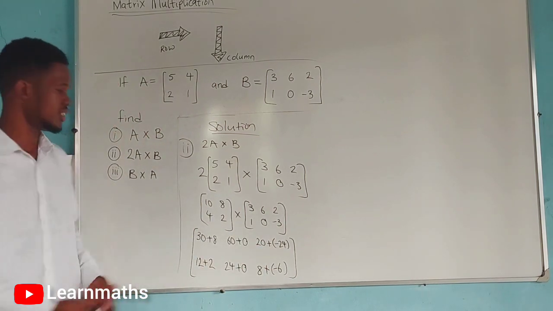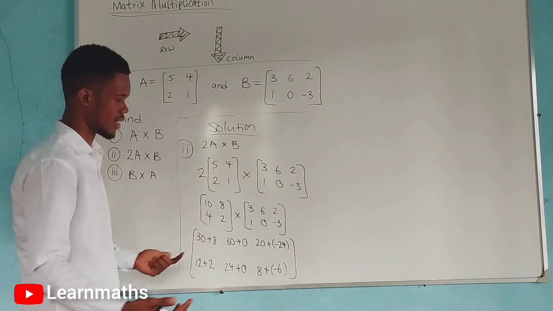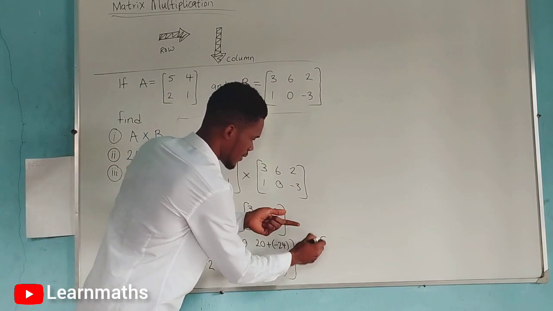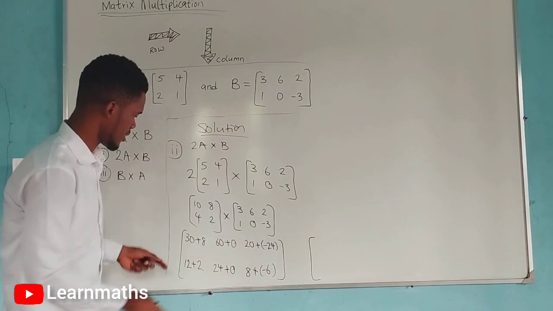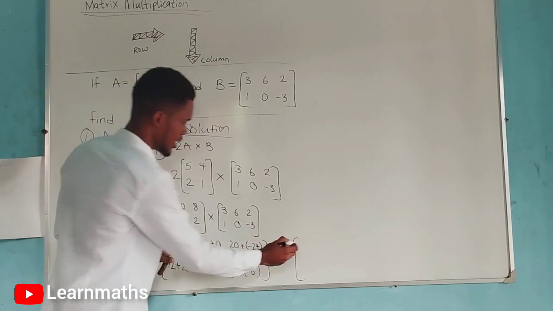So finally, what we have to do is sum up everything and get the final matrix. Now let's do that here. Okay, so 30 plus 8, that's 38.